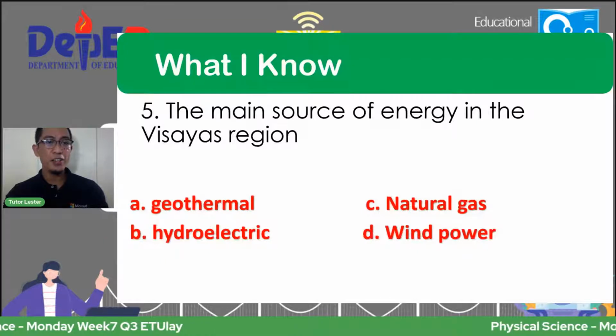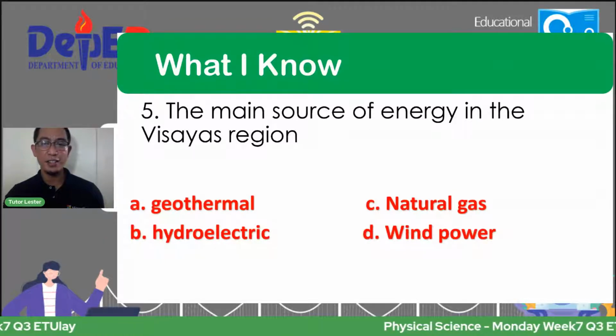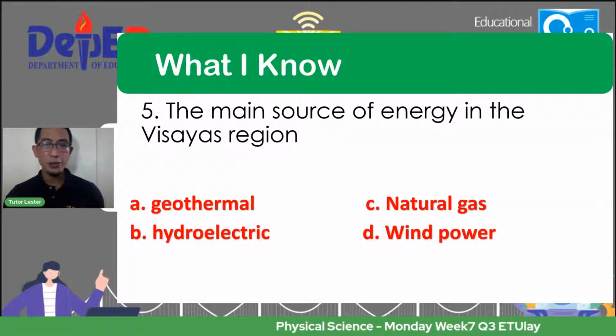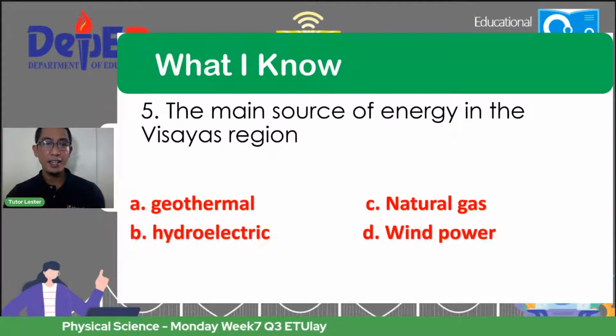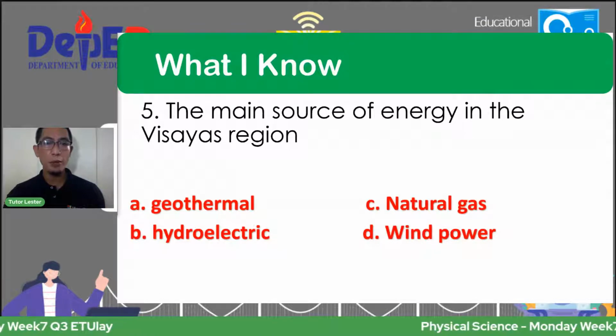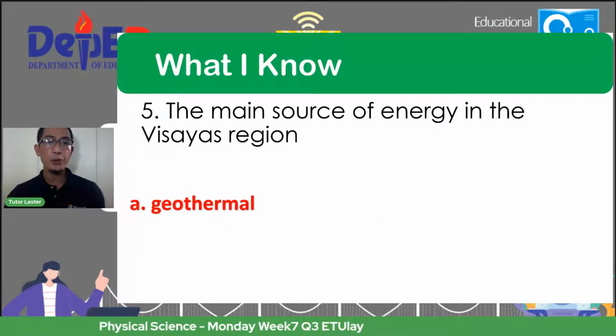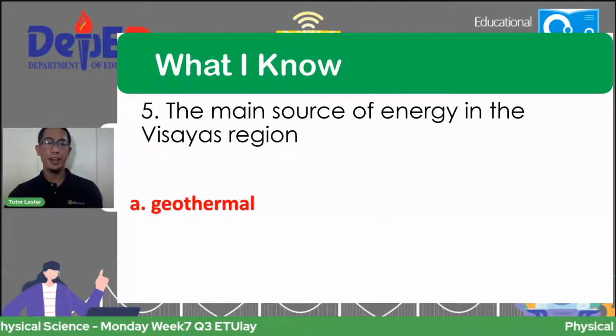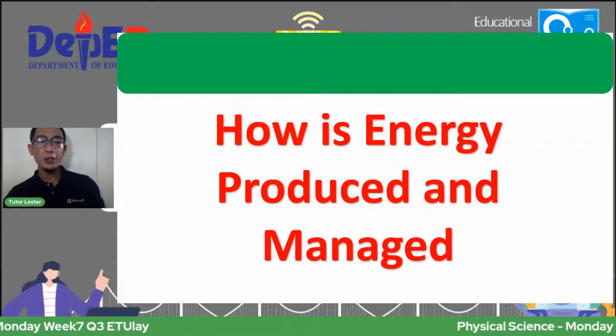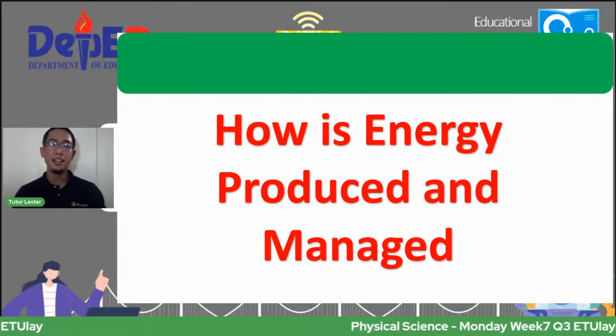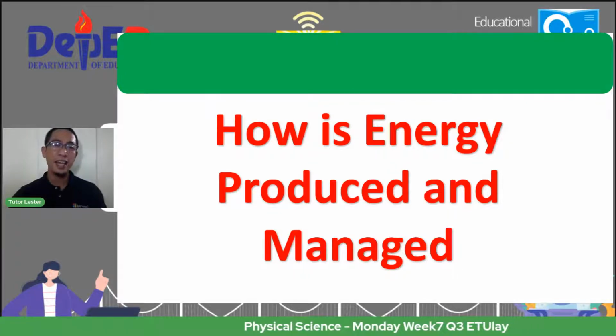The main source of energy in the Visayas region. A. Geothermal. B. Hydroelectric. C. Natural gas. D. Wind power. Tamang sagot po ay geothermal. Right? So let us now formally start the tutorial session on the topic how energy is produced and managed.